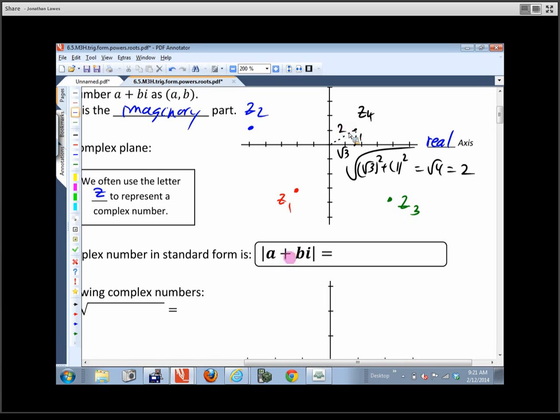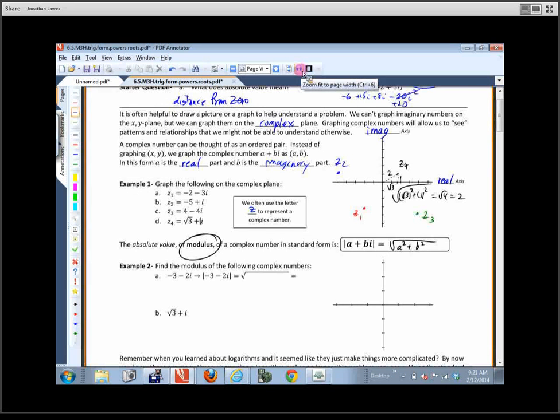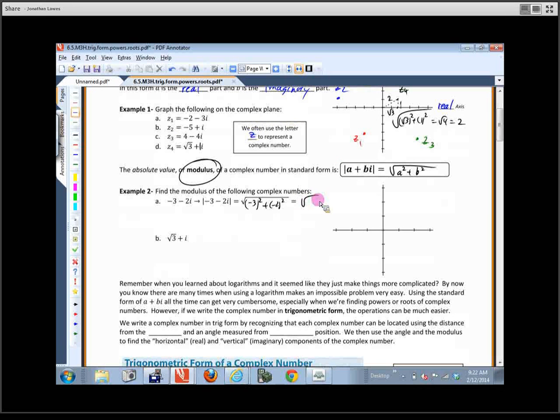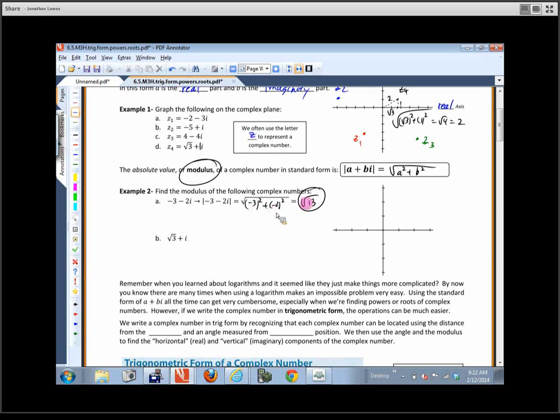But in general, here's how we'd write it down. If it's in standard form a plus bi, then the modulus, the absolute value, is going to be the square root of a squared plus b squared. So if we want to find the modulus of this number right here, it means we're finding the absolute value of that. It's pretty easy. We take the negative 3 and square it, we take the negative 2 and square it, and what do we end up with? Square root of 13, wouldn't it be? 9 here, 4 here, square root of 13.